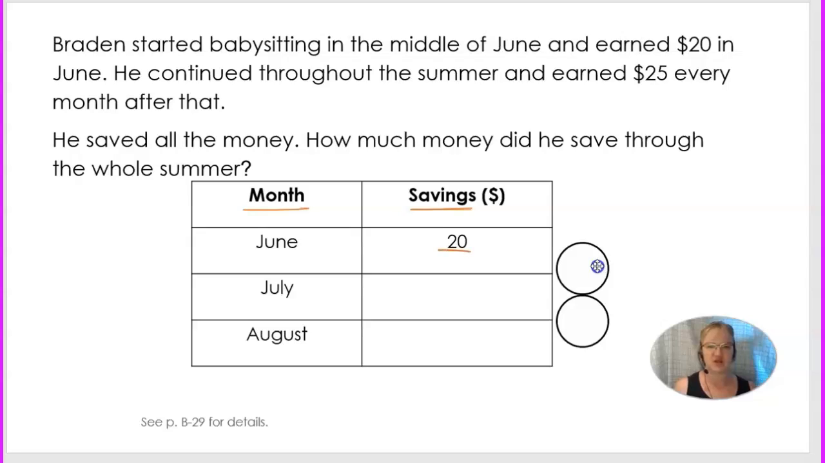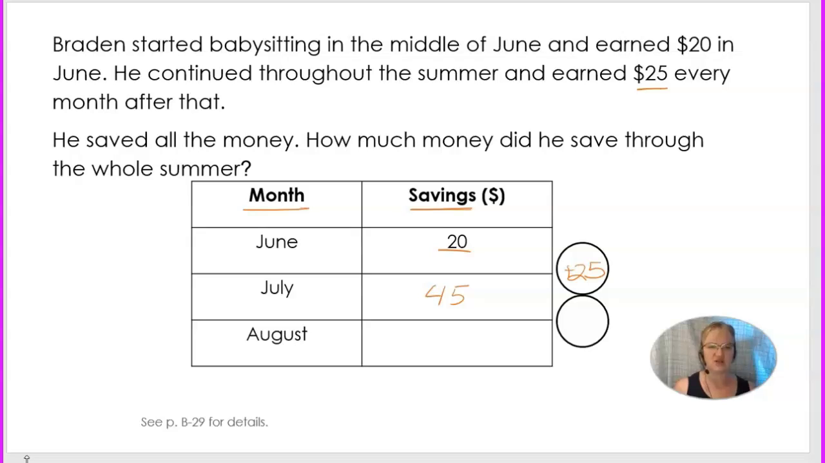Now here we want to know in the circle, how much more money did he get in July? And we know he earned $25 for every month after that. So we're going to add 25. Here we have an increasing sequence. So 20 plus 25, and we know that that will give us 45. So now his savings are 45.